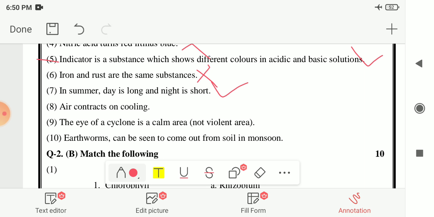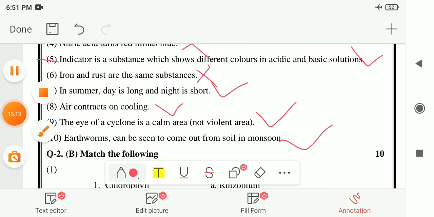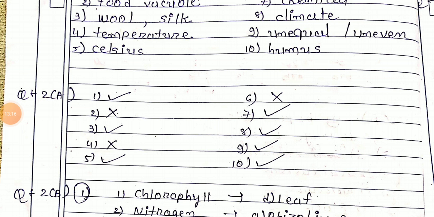Eighth number, air contracts on cooling. So here again your answer is true. It contracts on cooling, and on heating it expands. Next, ninth number, the eye of a cyclone is a calm area, that means non-violent area. So here your answer is again true. And last, 10th number, the earthworms can be seen to come out from the soil in the monsoon. So again your answer is true. You can check your answers for true false from here.